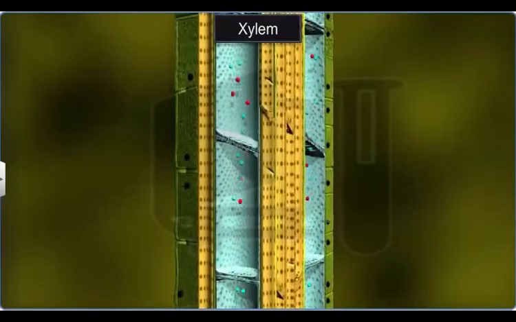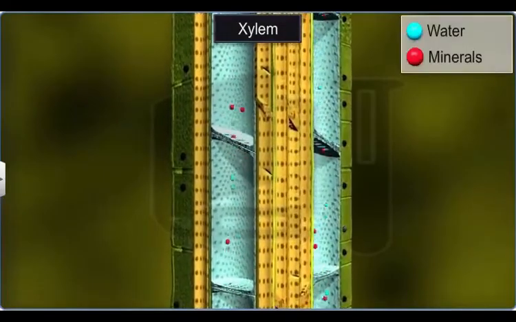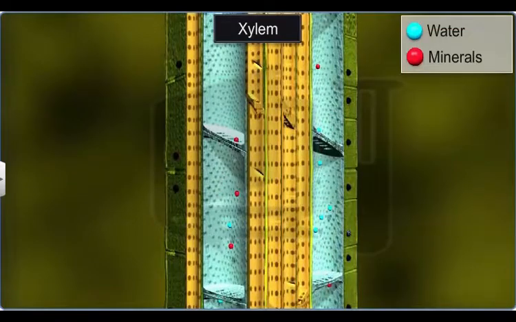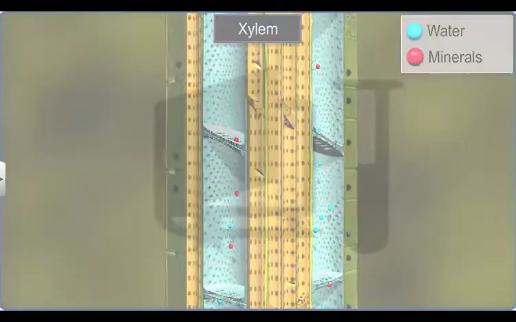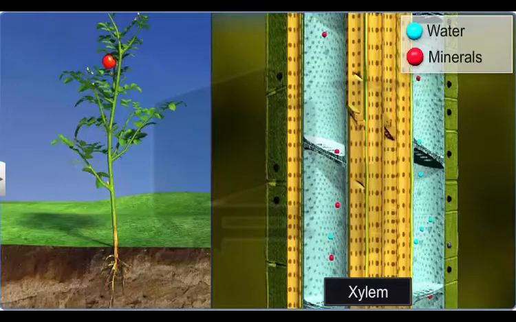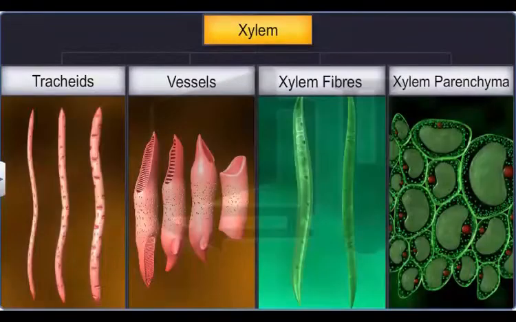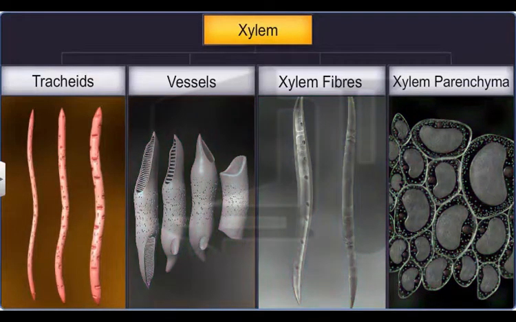Xylem performs the function of conduction of water and minerals from the roots to the stem and leaves. It also provides mechanical strength to the plant. Xylem consists of four different types of cells: tracheids, vessels, xylem fibers, and xylem parenchyma.